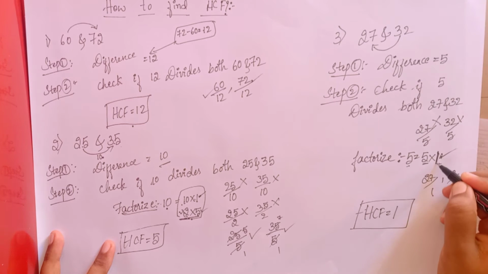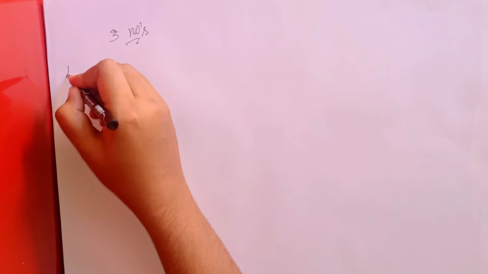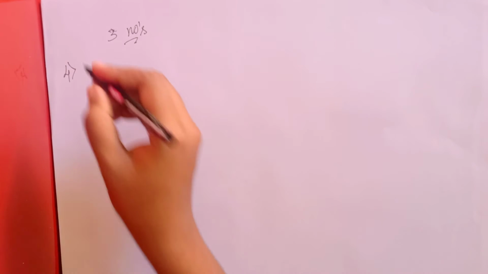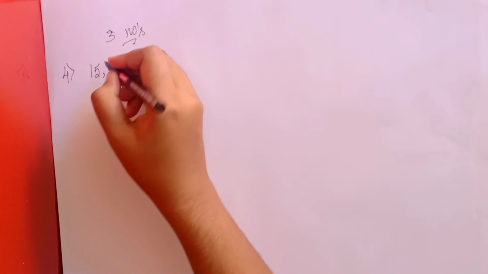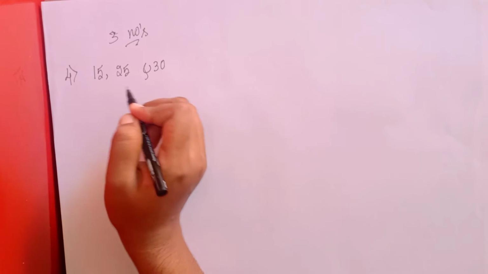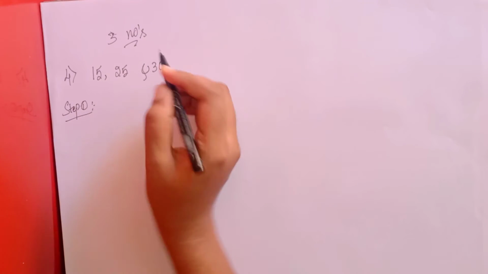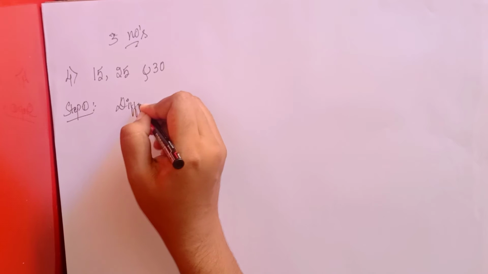So this is for two numbers. Now we will go for three numbers. Since three questions are over, the fourth one is for three numbers. I'll take 15, 25 and 30. Now we will check how to find the HCF for three numbers. First, we need to find the difference. So step 1, difference. Here we have three numbers.